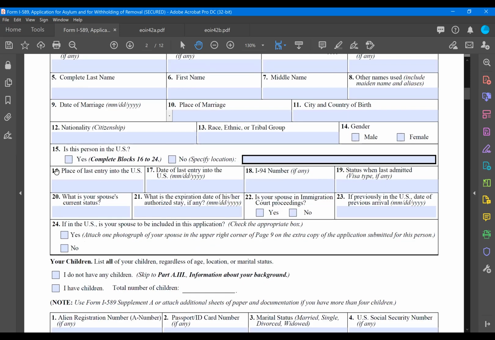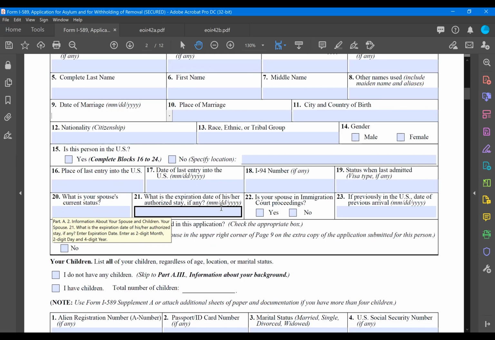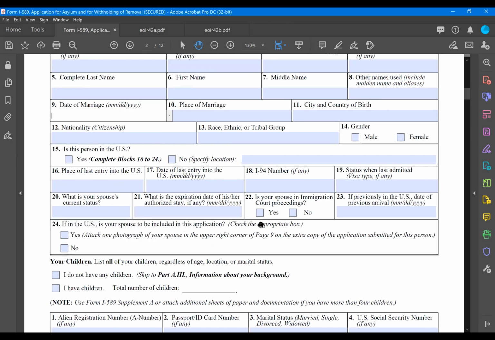If they're in the US, you have to complete these blocks down here. You don't if they're not. So when did they come to the US? How did they come? What's their current status? How long are they authorized to be here? Are they also in immigration court proceedings? They may or may not be if they came separately.